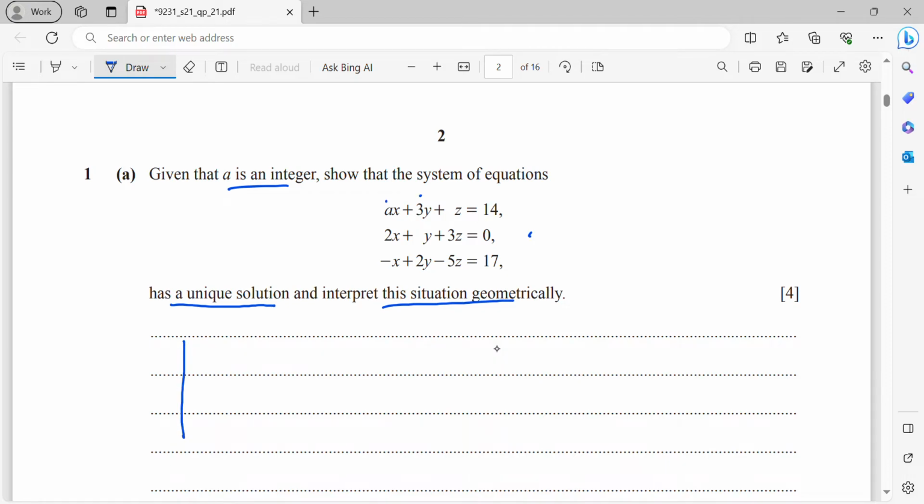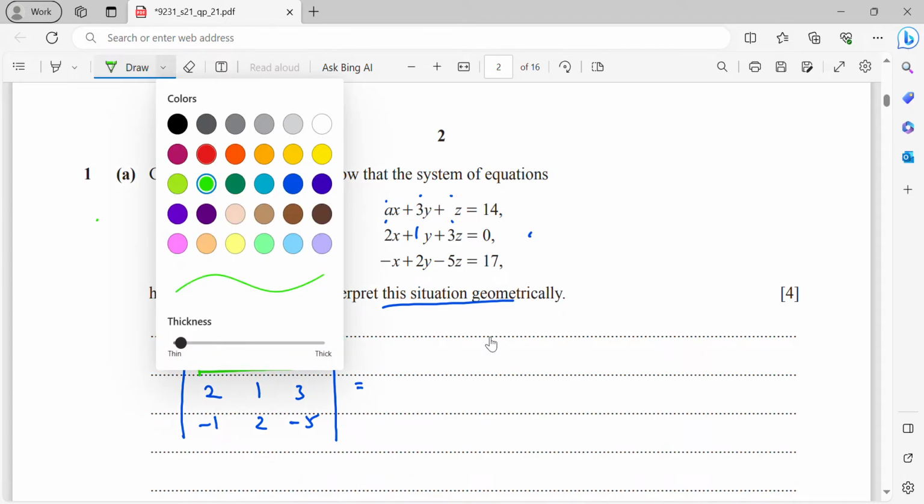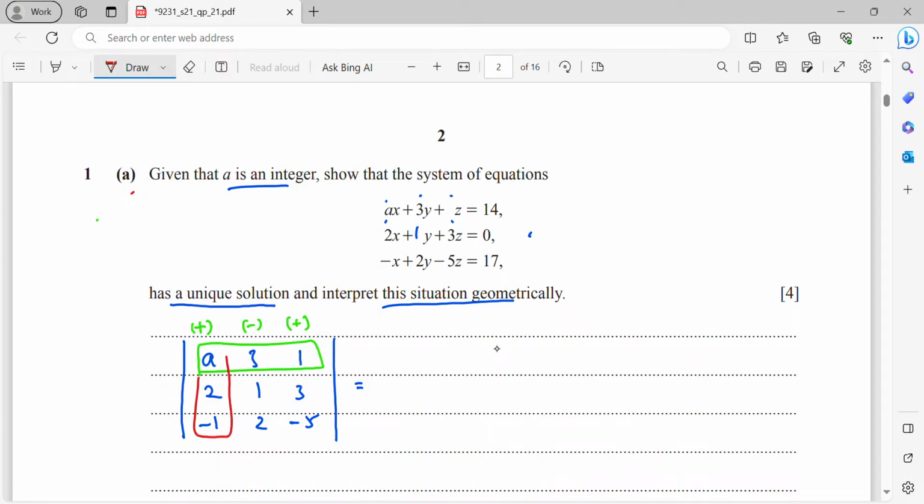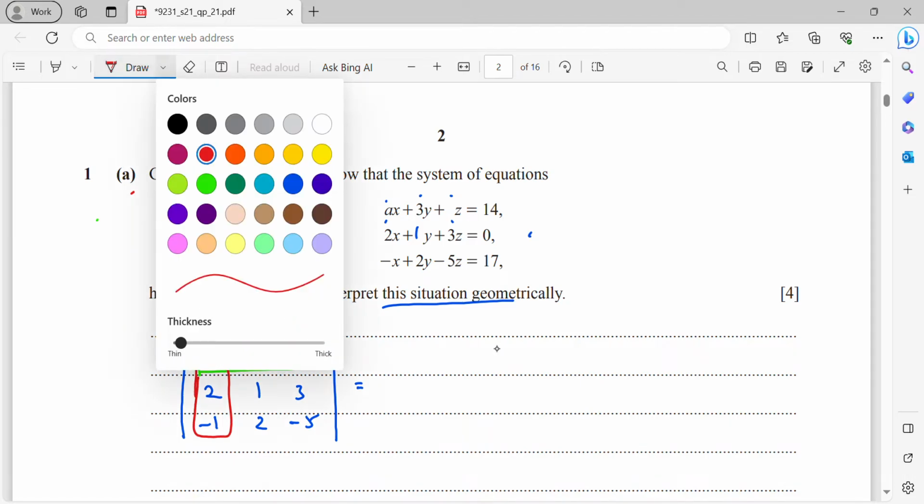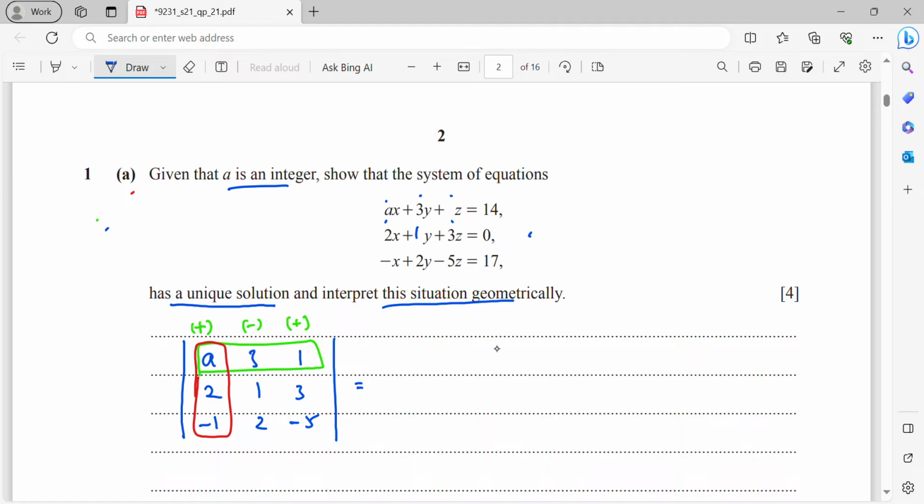So take the coefficients for all the variables: a, 3, 1; 2, 1, 3; then minus 1, 2, negative 5. Now the determinant of this can be found by fixing one row. I will fix the first row and label the signs for all the elements: plus, minus, plus. After that, consider the columns. When I consider column 1, the cross out is a. So from here I will get plus a, then the determinant of the remaining terms.